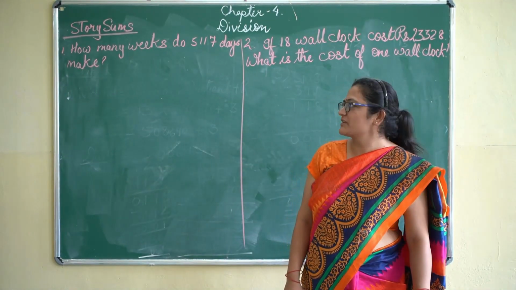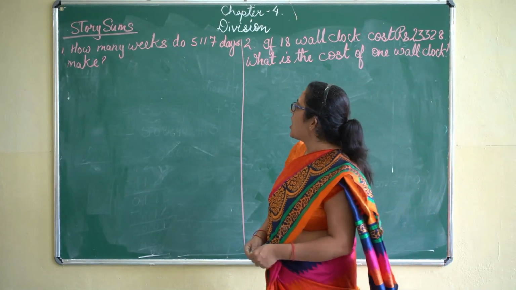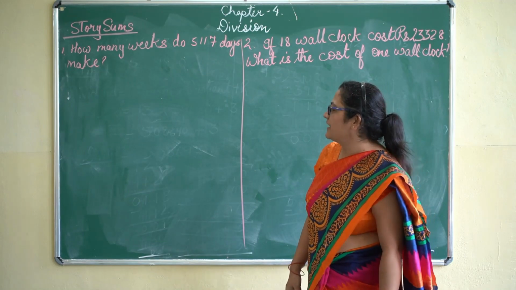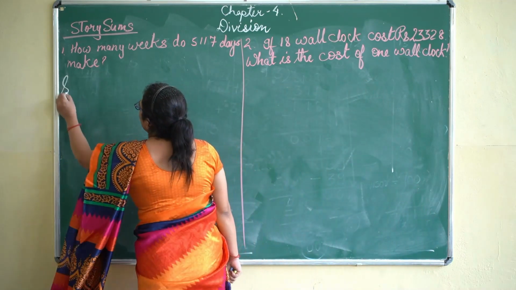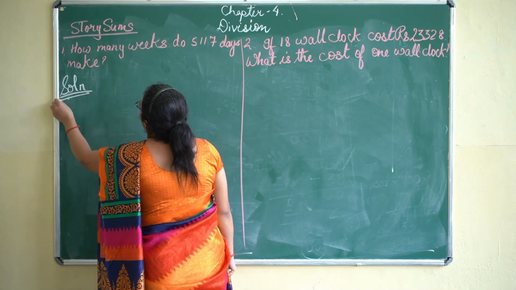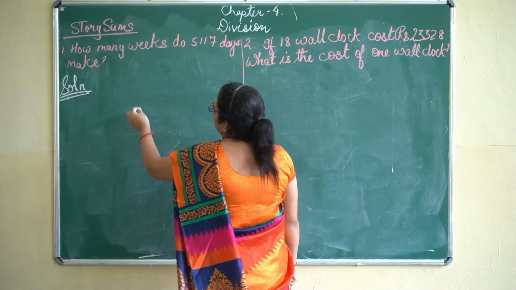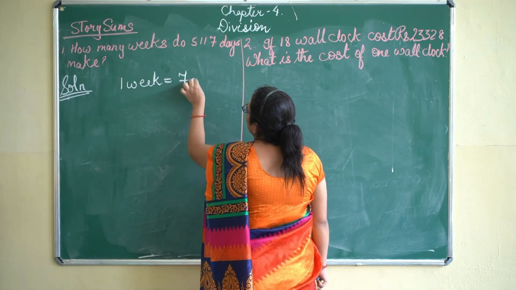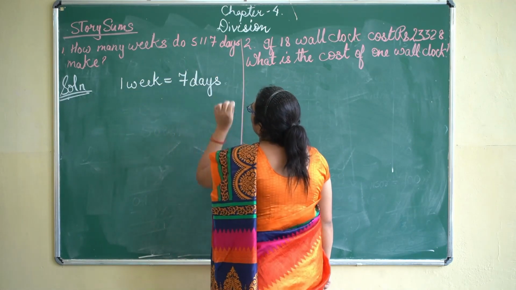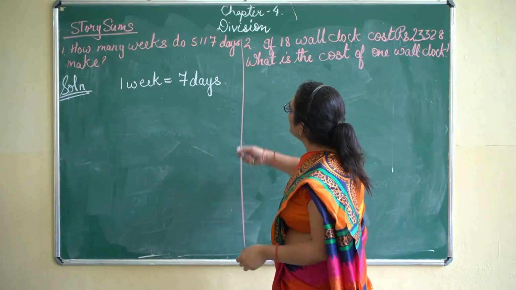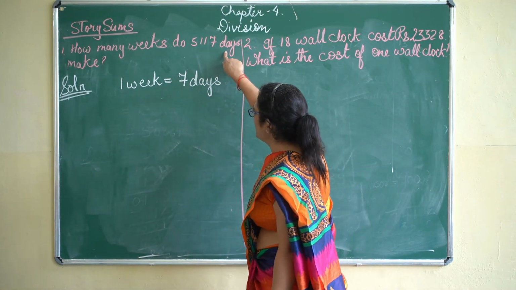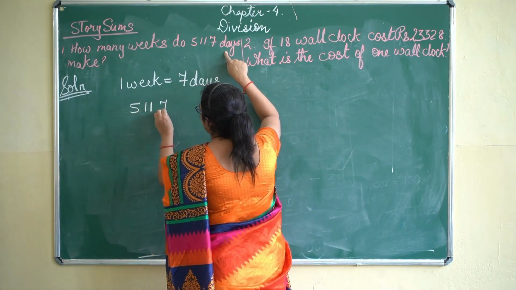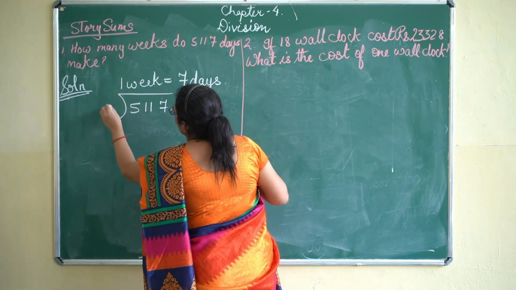Now we will start with the story sums. The first story sum is: how many weeks do 5,117 days make? So how will we do the solution? For weeks they are asking. So in 1 week how many days are there? 7 days. Okay. So we have to find in 5,117 days how many weeks are there. 5,117 days we have to divide.